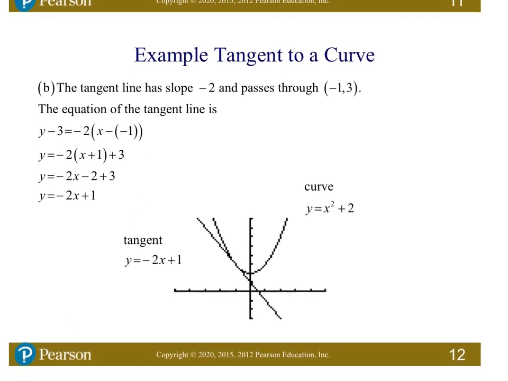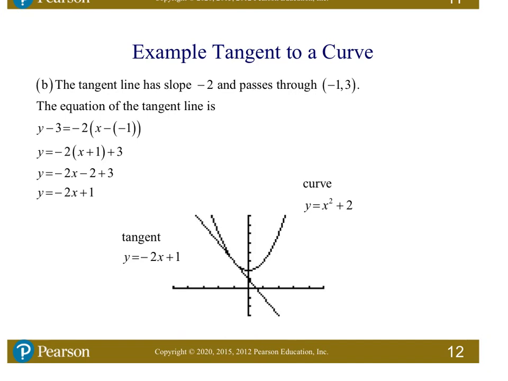And here's a visual of how that looks. You have the parabola, and you have the point (-1, 3). And at that point, the curve of the parabola and the line share the same slope and are essentially the same at that tangent point.